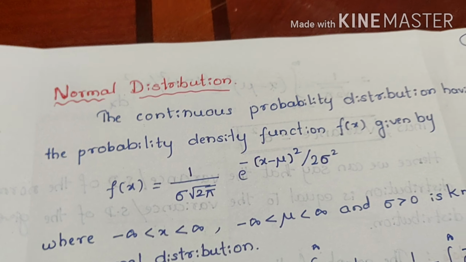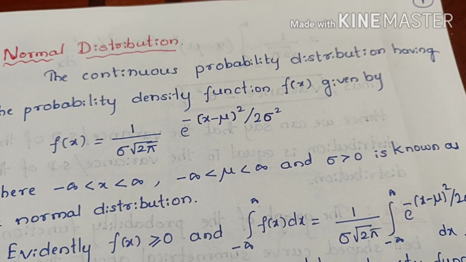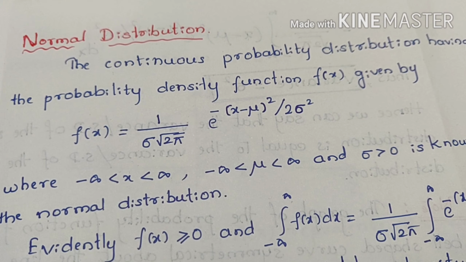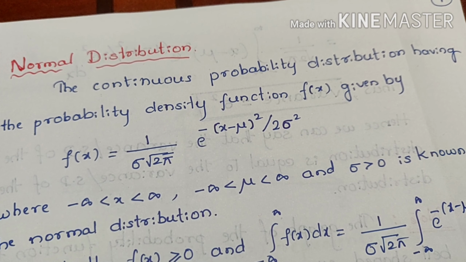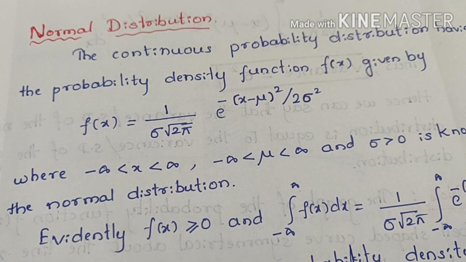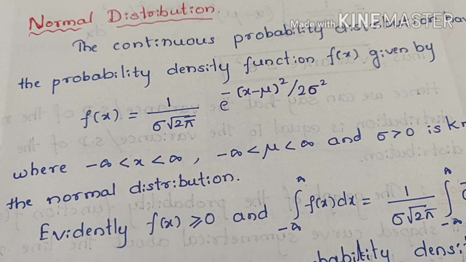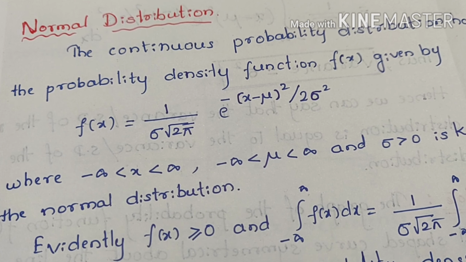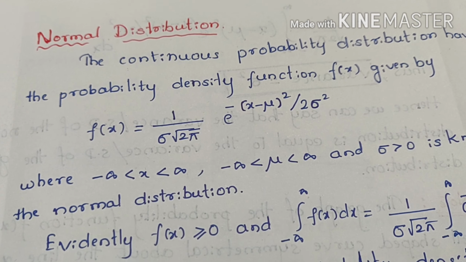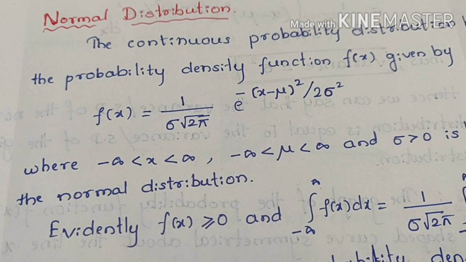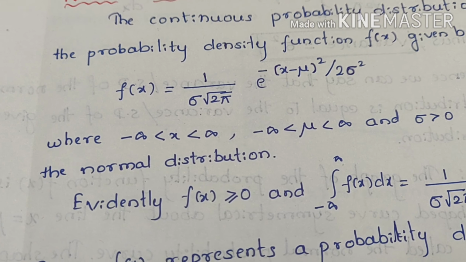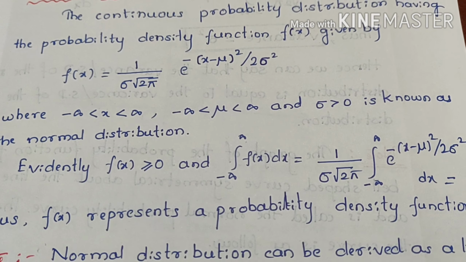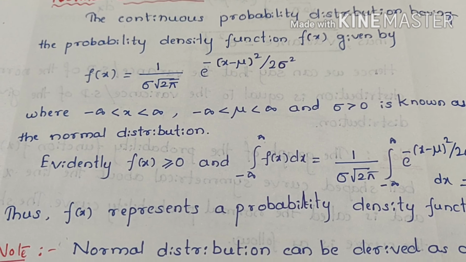Today we are discussing the normal distribution. The continuous probability distribution having the probability density function f(x) given by f(x) = 1 / (sigma times the square root of 2 pi) times e raised to minus (x minus mu) whole square divided by 2 sigma square, where x lies between minus infinity and plus infinity, the mean mu lies between minus infinity and plus infinity, and sigma is greater than 0, is known as the normal distribution.